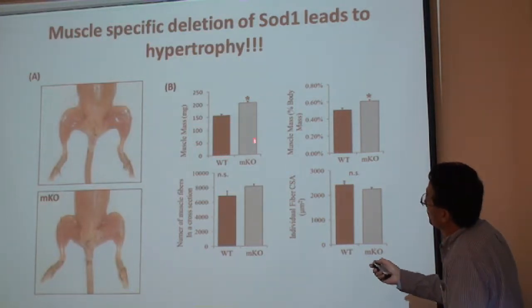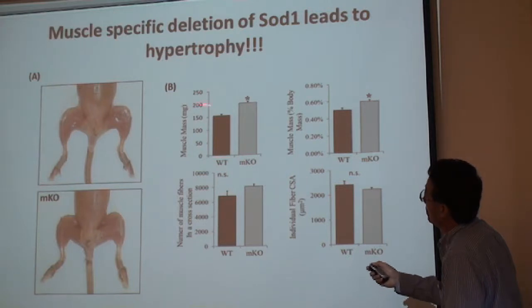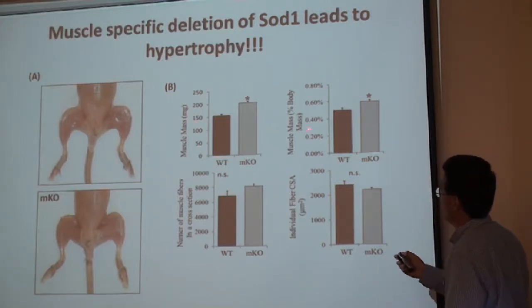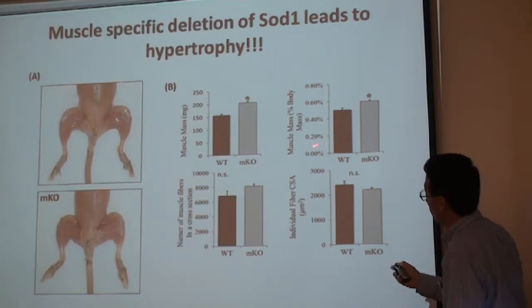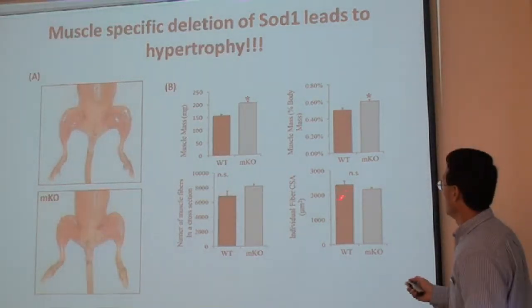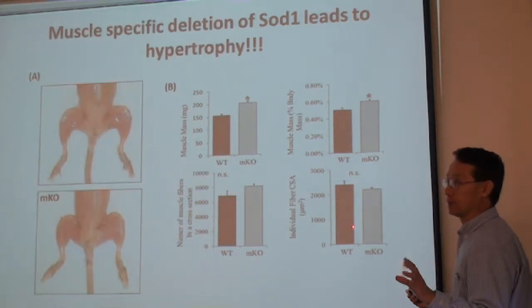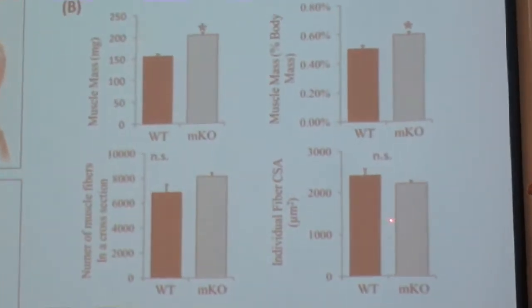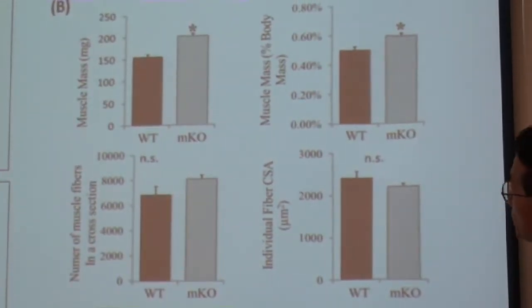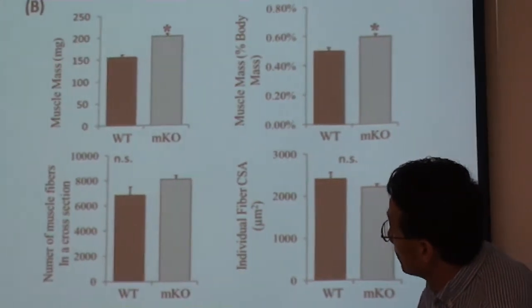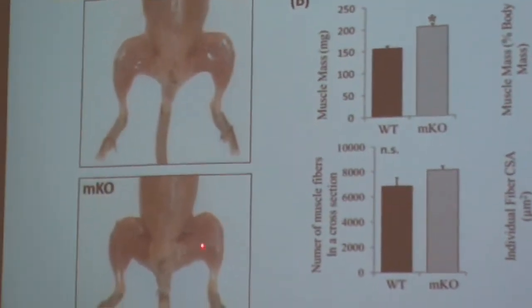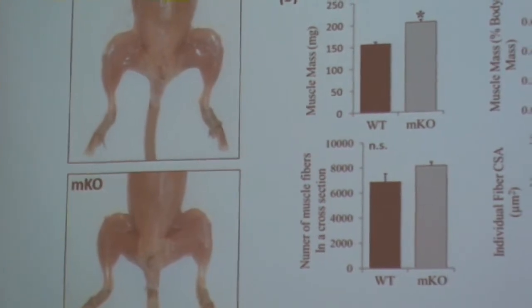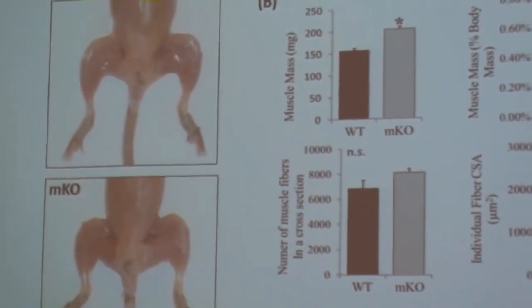This is the absolute mass value in milligrams. This is the percentage of the body weight. So either way, there's a significant increase. However, there's only a slight increase in the number of the fibers, and the size of each individual fiber is similar, with no significant difference between the knockout and the wild type mouse. This shows a picture. There's some increase compared to the wild type.